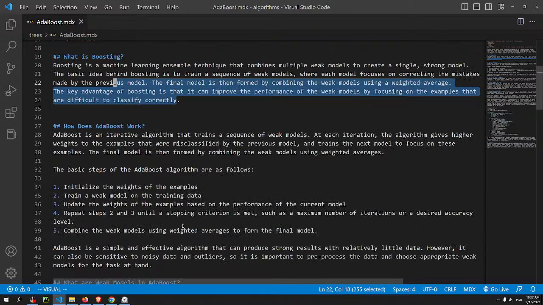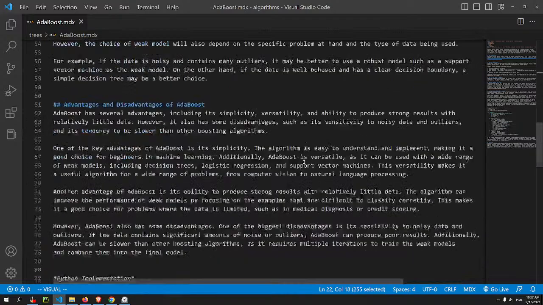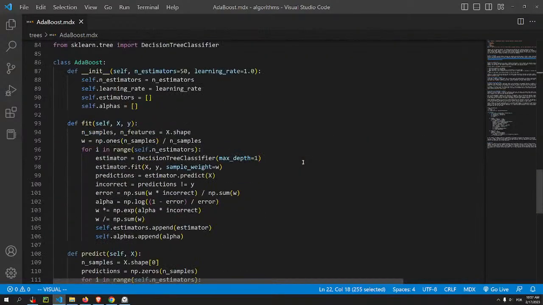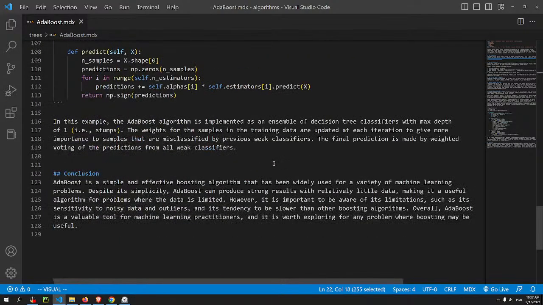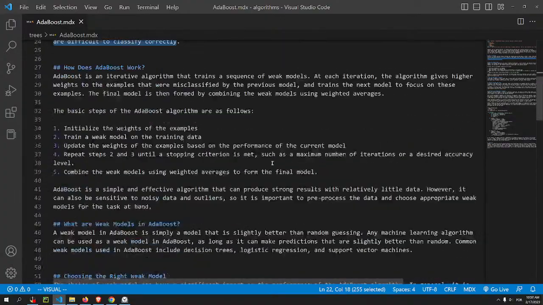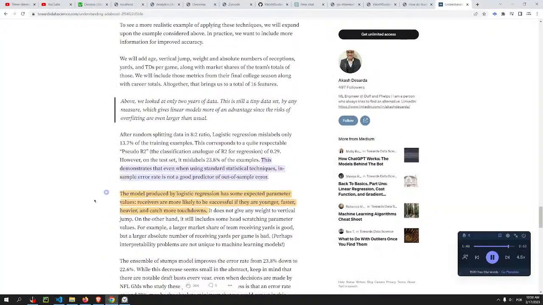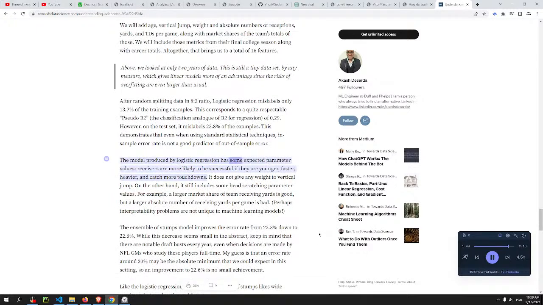After randomly splitting the data in an 8:2 ratio, logistic regression mislabels only 13.7% of the training examples. This corresponds to a quite respectable pseudo R2, the classification analog of R2 for regression. However, on the test set, it mislabels 23.8% of the examples. This demonstrates that even when using standard statistical techniques, in-sample error rate is not a good predictor of out-of-sample error. The model produced by logistic regression has some expected parameter values.